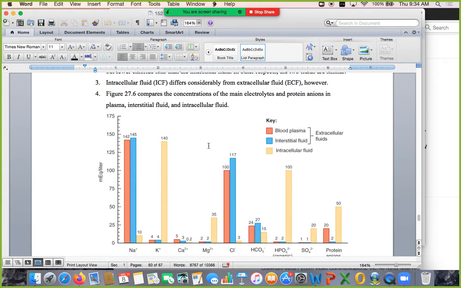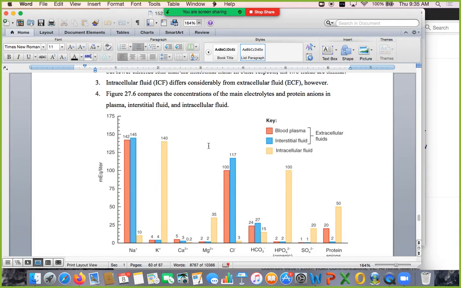All right, so the next slide is going to show us the different concentrations of the different major compounds in our body in blood plasma, interstitial fluid, and intracellular fluid, including things like sodium, potassium, calcium, magnesium, so all these different ions. And I don't need you to know the difference. I'm never going to ask you, is it higher in the intracellular fluid? Is potassium going to be lowest in the blood plasma, et cetera? But what I want you to see is that these are different.